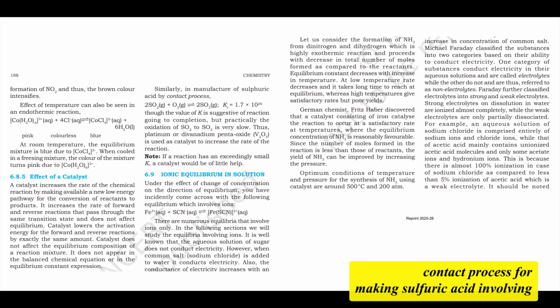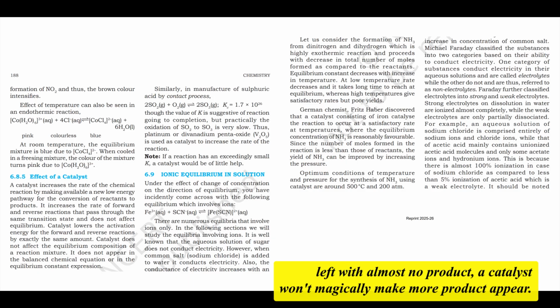Another example is the contact process for making sulfuric acid, involving the step 2SO2 plus O2 equals 2SO3. This reaction is highly favorable thermodynamically, large K, but very slow kinetically. Catalysts like vanadium pentoxide, V2O5, are essential to achieve a satisfactory rate. Just remember, if a reaction has an extremely small K value, meaning equilibrium lies far to the left with almost no product, a catalyst won't magically make more product appear.